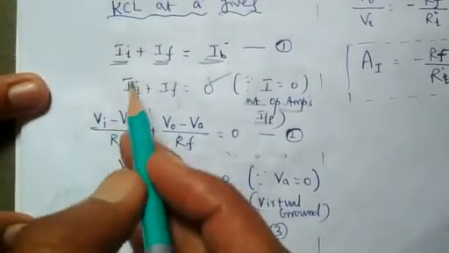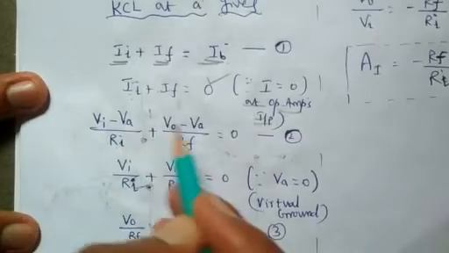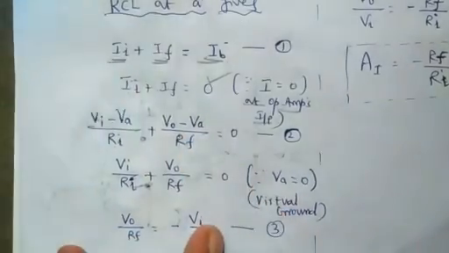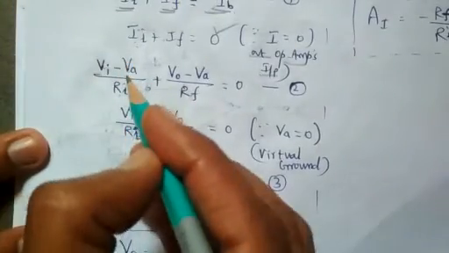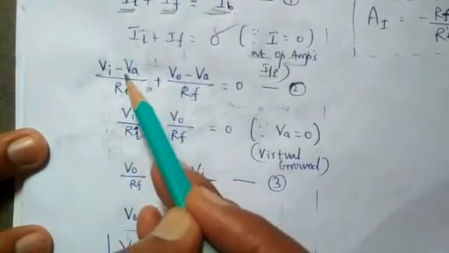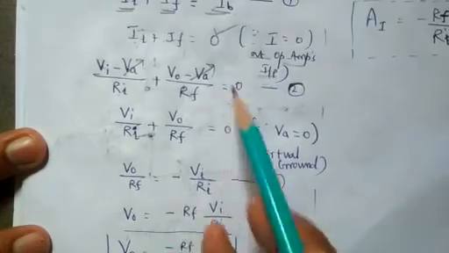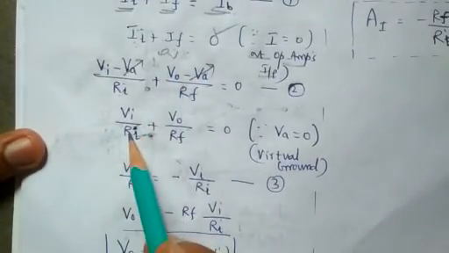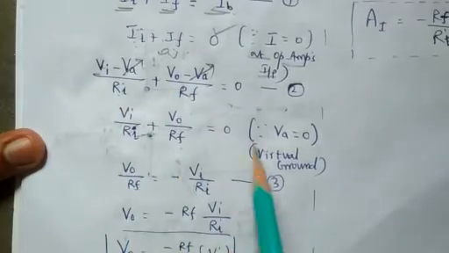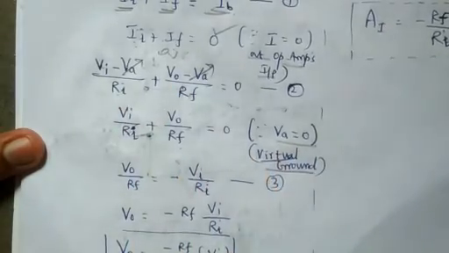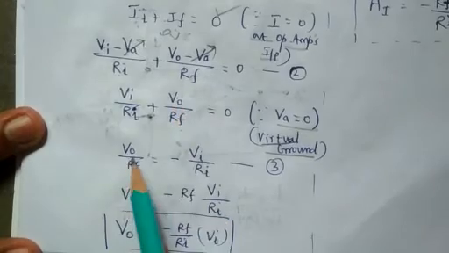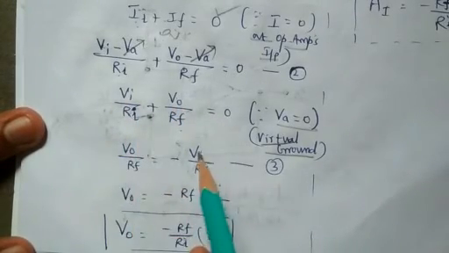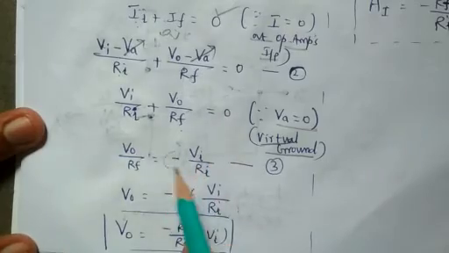So this equation becomes (Vi minus Va) by Ri plus (V out minus Va) by RF equals 0. We know that Va is virtually grounded potential, so Va must be equal to 0 volt since it is virtually grounded. So Vi by Ri plus V out by RF equals 0. If you keep V out by RF on one side, then Vi by Ri will be moved to the right hand side and you'll have a minus.